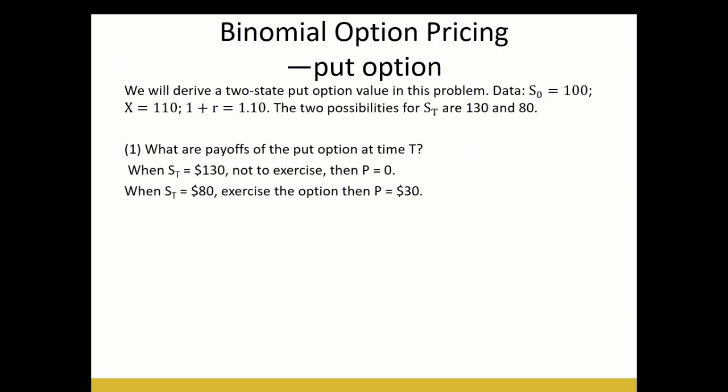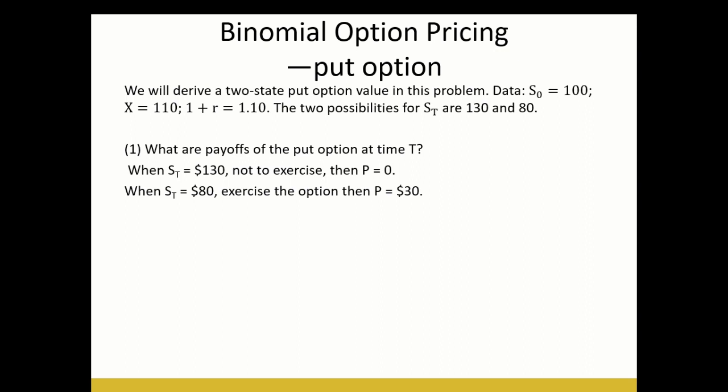Okay, so we will derive a two-state put option value in this problem. The data is S0 is 100 and exercise price is 110. So 1 plus the risk-free rate is 1.1, which means the risk-free rate is 10% again in this question. And the two possibilities for the stock price at time T are 130 and 80.